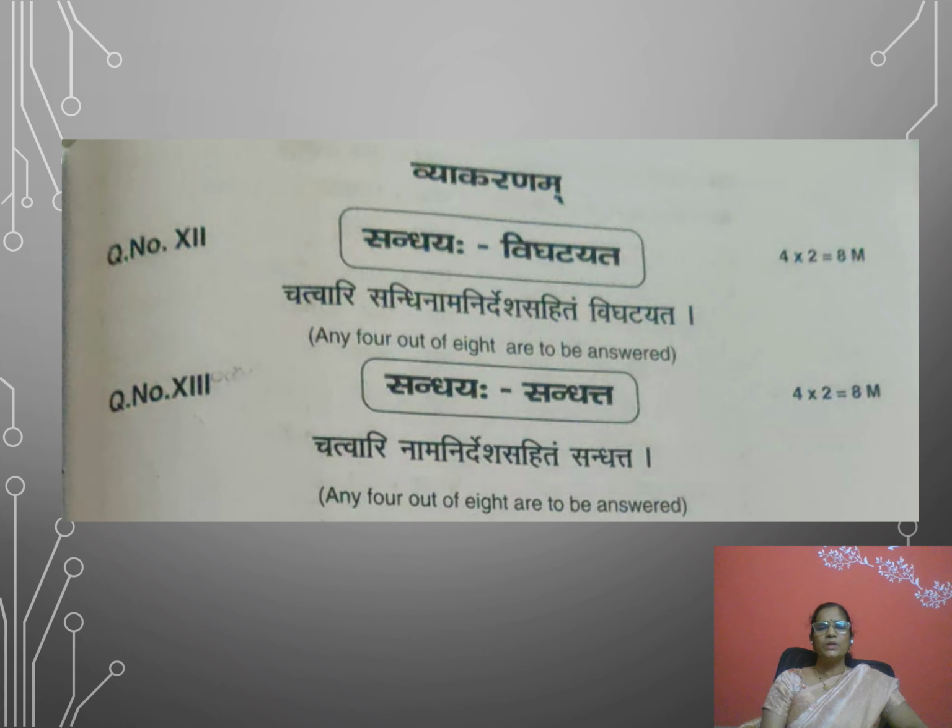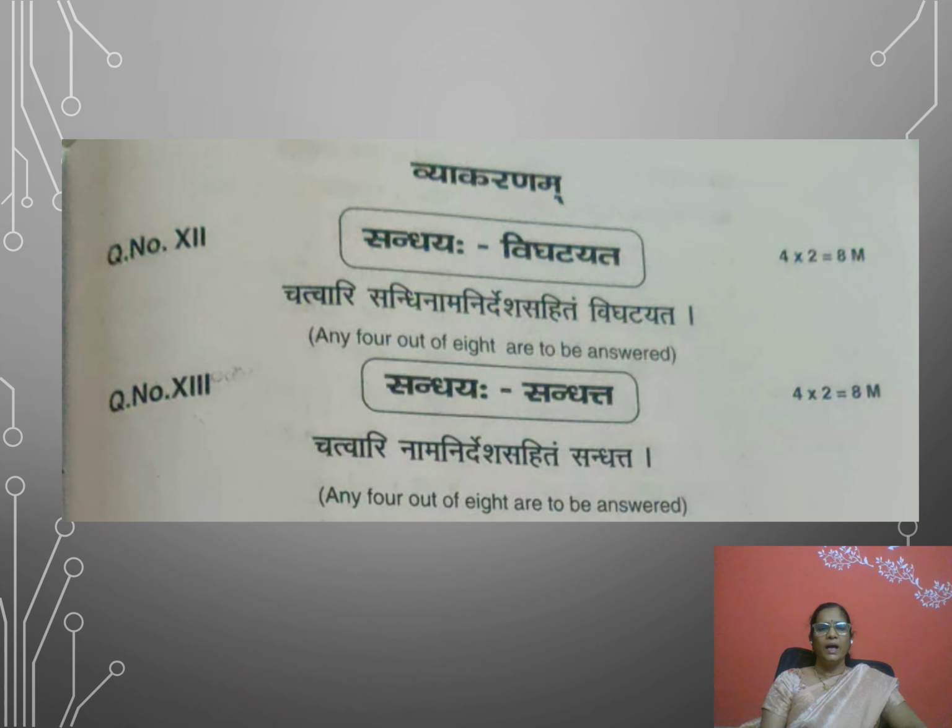In question number 12, Chatvari Sandhinama Nirdesha Sahitam Vighatayata is the question. Chatvari means 4. Vighatayata means divide, split up the word. And Sandhinama Nirdesha means write the name of the Sandhi. That means in question number 12, out of 8 questions, any 4 questions you can write, and you can split up the word and write the Sandhi name.